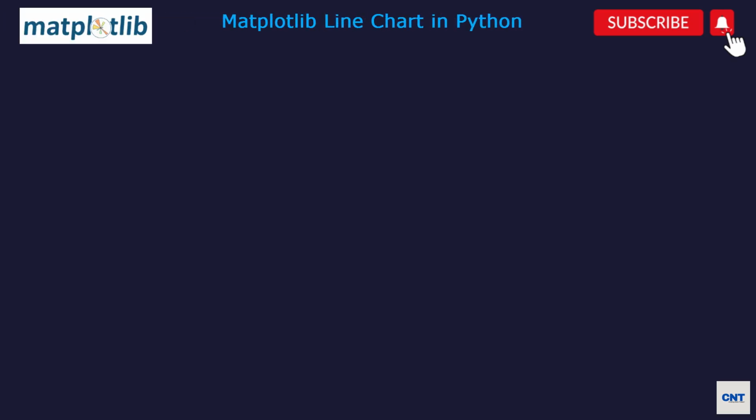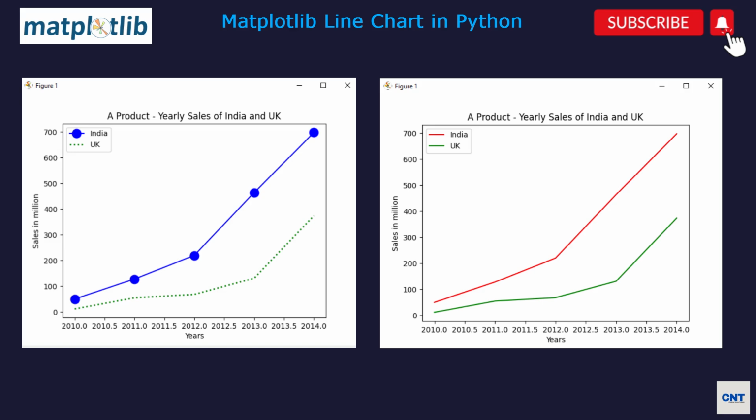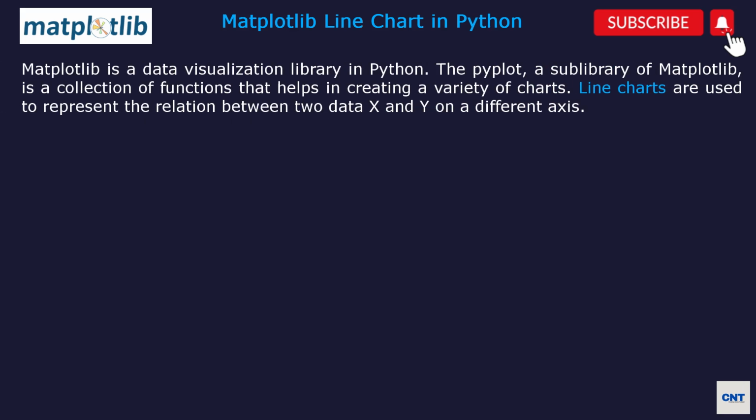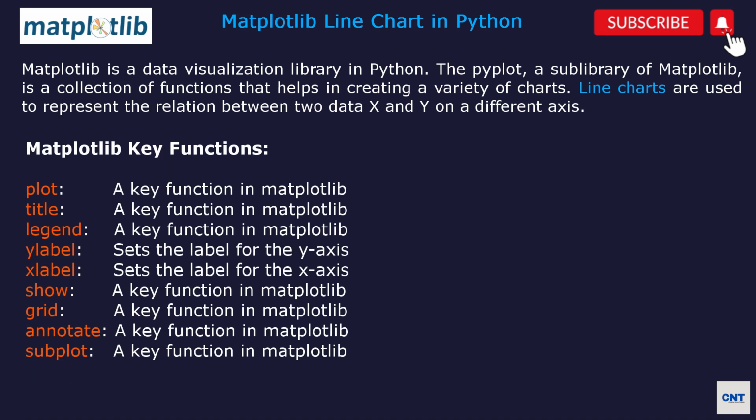Hi everyone. In today's video, we will see what is a line chart, what are other features of line chart, how we can create a line chart with the help of the matplotlib library. Matplotlib is a data visualization library in Python. The pyplot sub-library of matplotlib is a collection of functions that helps in creating a variety of charts. Line charts are used to represent the relation between two data x and y on different axes.